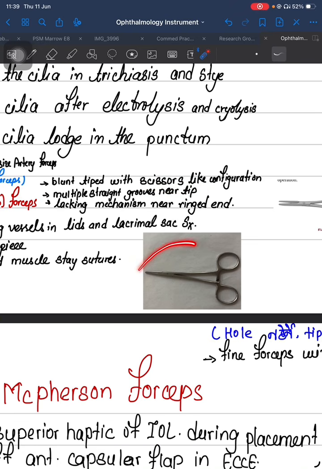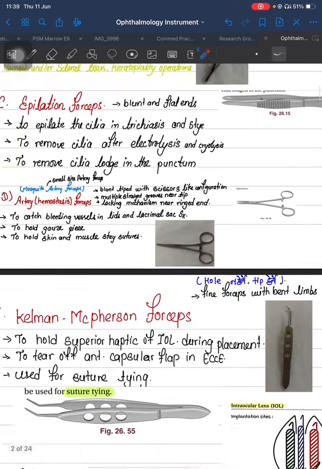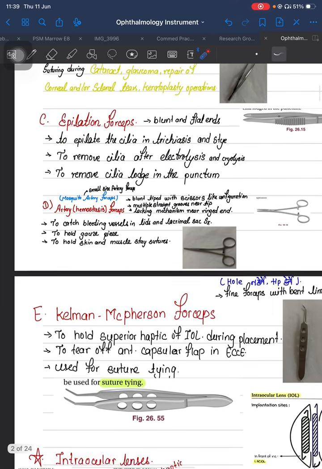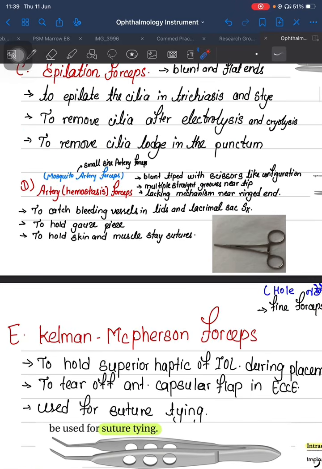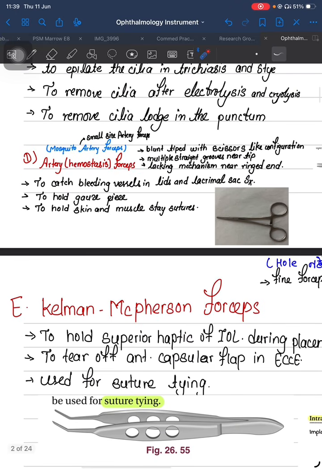This is the scissor-like configuration, and near the tip it contains multiple straight grooves, and it has a locking mechanism near the ring end. This is the picture of the artery hemostasis forceps, and we can see the instrument pictures. What are the uses of artery hemostasis forceps? Mainly, it is used to catch the bleeding vessels during lid and lacrimal sac surgery. Also it is used to hold the cuspids, and to hold the skin and muscles during suture.